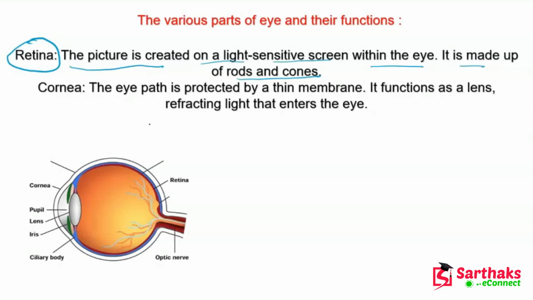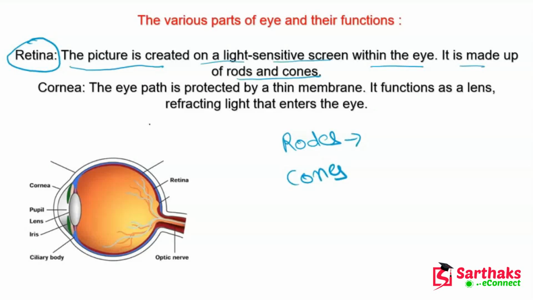When we first started this lecture, I told you that the eye is like a camera where there is a lens and there is a screen. The screen can be referred to as the retina. This retina works as a screen. So the picture is formed on this retina. Now guys, this retina is made up of two types of cells. The first one is rods. Let me write the correct spelling. It is made up of rods and cones.